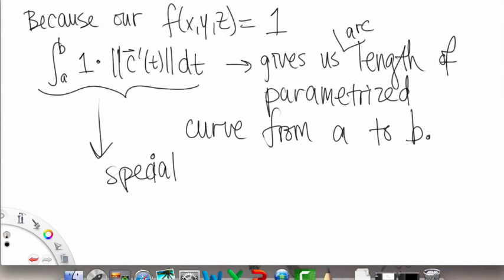Alright? So that wraps it up for scalar line integrals. Now we'll be going on to vector line integrals.